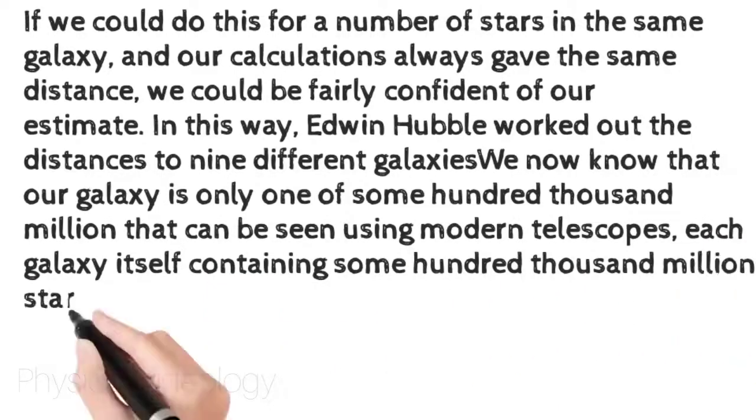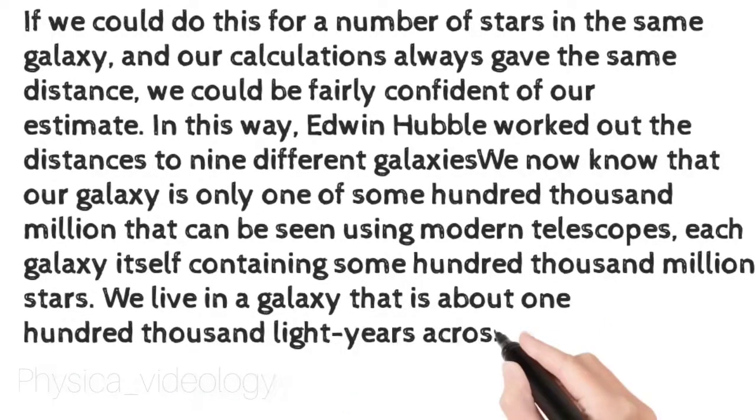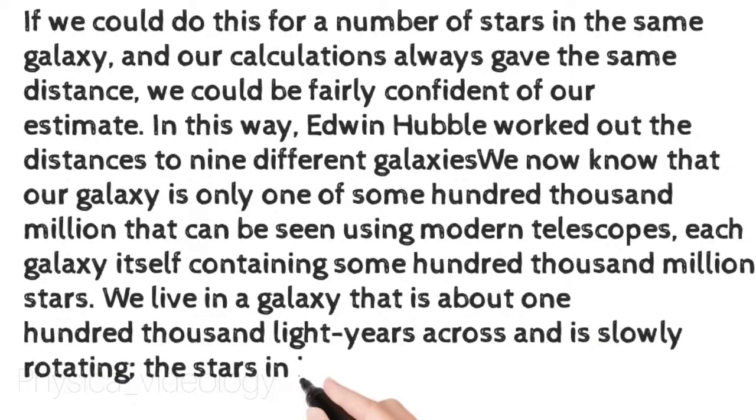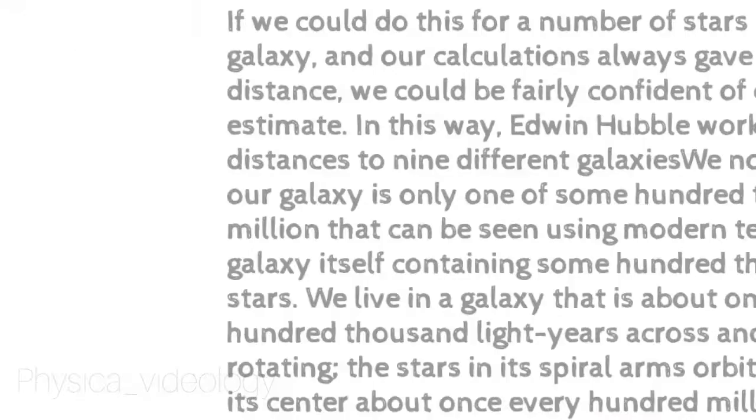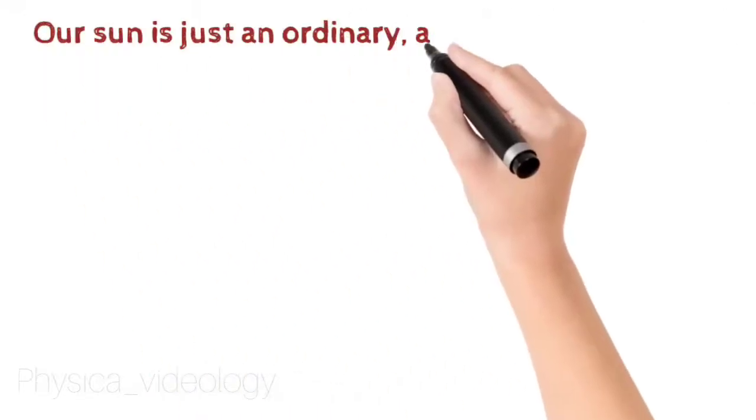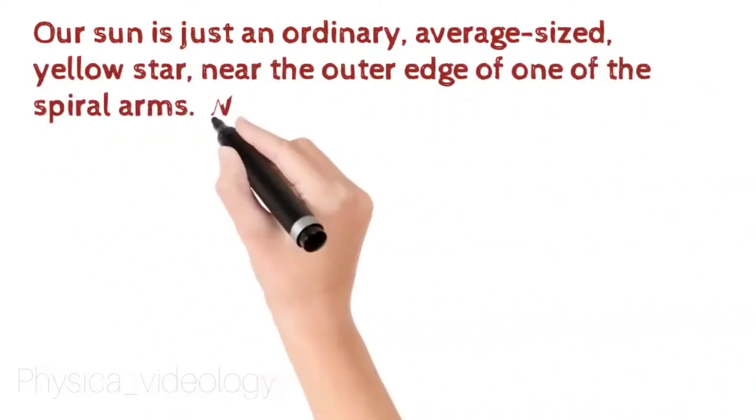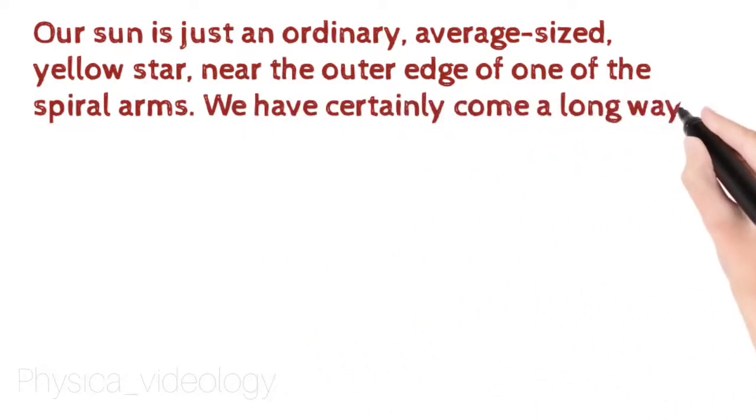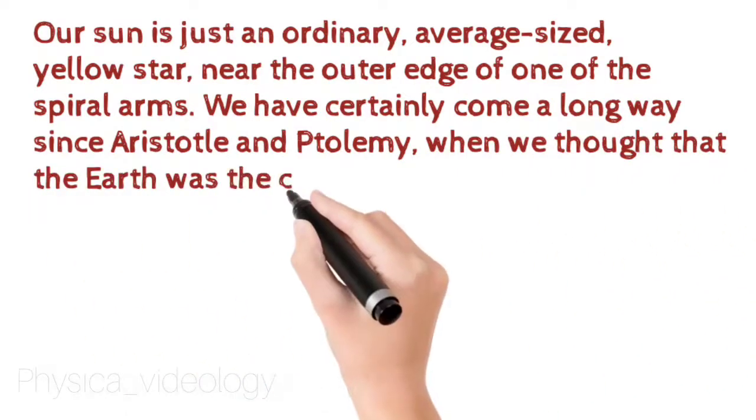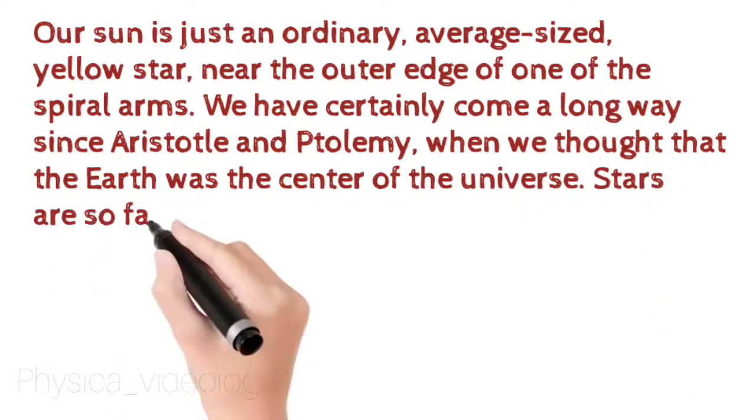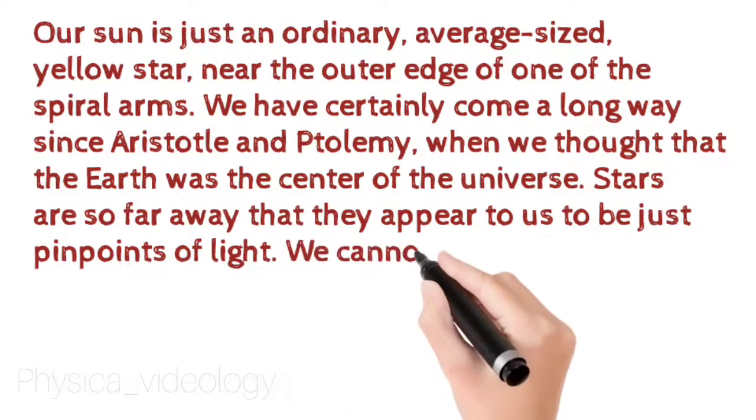We live in a galaxy that is about 100,000 light-years across and is slowly rotating. The stars in its spiral arms orbit around its center about once every 100 million years. Our Sun is just an ordinary, average-sized, yellow star, near the outer edge of one of the spiral arms. We have certainly come a long way since Aristotle and Ptolemy, when we thought that the Earth was the center of the universe. Stars are so far away that they appear to us to be just pinpoints of light. We cannot determine their size or shape.